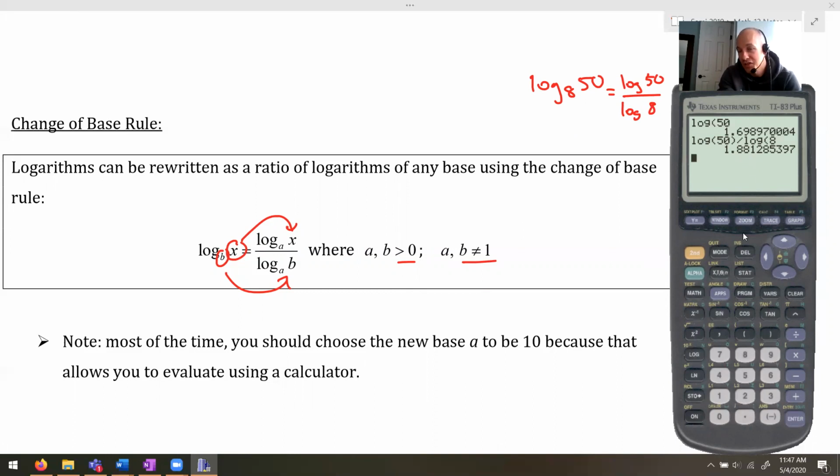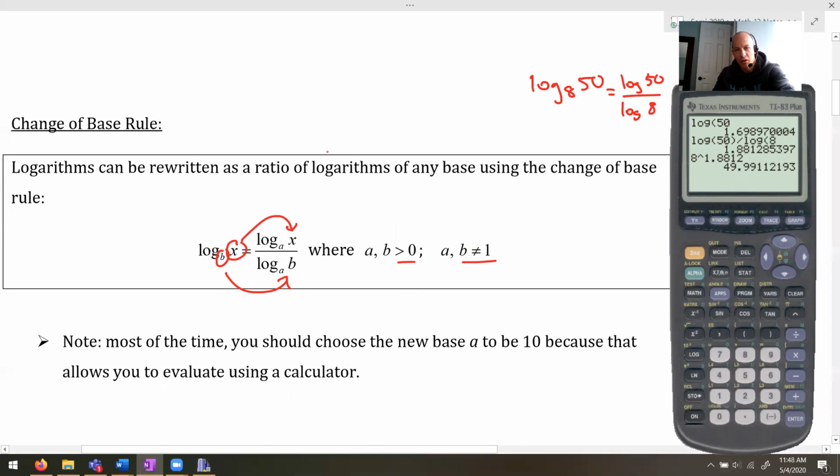And of course, that's the same thing as saying 8 to the power of 1.8812, blah, blah, blah. And hopefully people know by now you could actually use the answer button for an exact value, but that's going to give you basically the answer. So that's basically 50, only not exactly 50 just because I rounded. Okay, so that's the change of base rule.